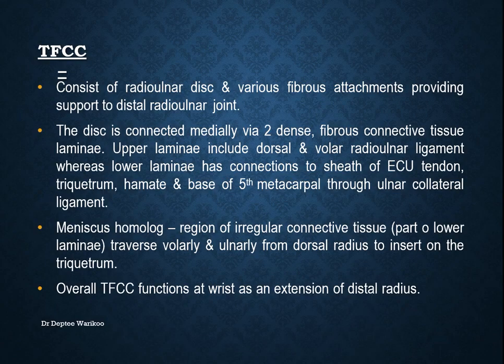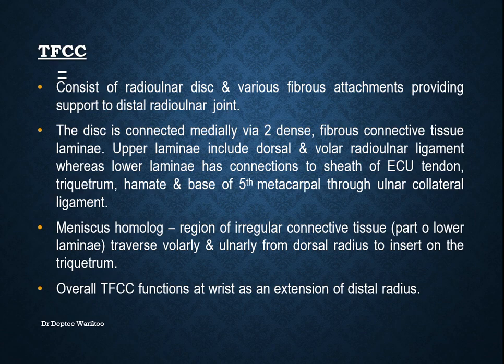Now discussing the triangular fibrocartilaginous complex. It consists of the radioulnar disc and the various fibrous attachments that provide the primary support for the distal radioulnar joint. Although the attachments contributing to the TFCC vary somewhat, as we could see in the variations, the articular disc is a fibrocartilaginous continuation of the articular cartilage of the distal radius.